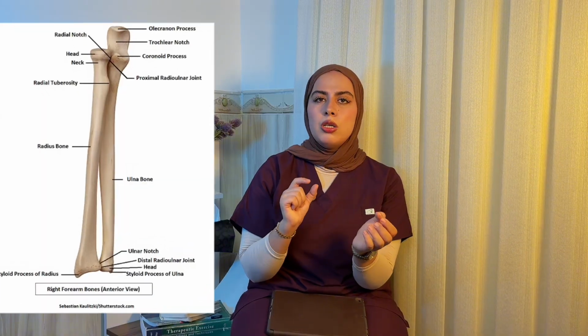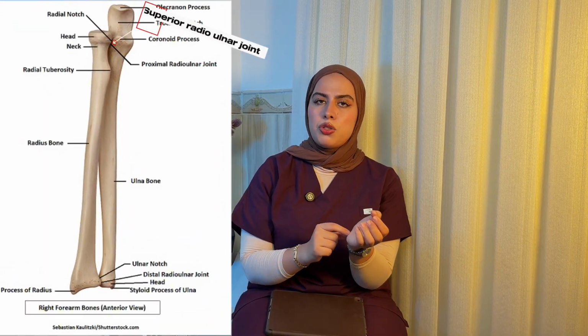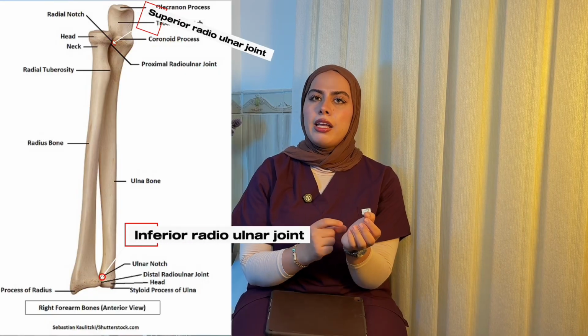Then on the distal medial side, we have a notch called the ulnar notch, because it is attached to the ulna by it, and they make the inferior radio-ulnar joint. And then when we come upward, we have a radial tuberosity on the medial side of the radius, and then we have the head of the radius. And these are the forearm bones.